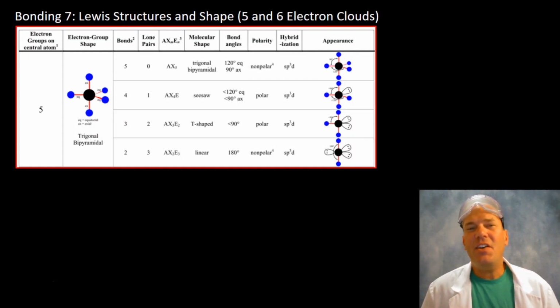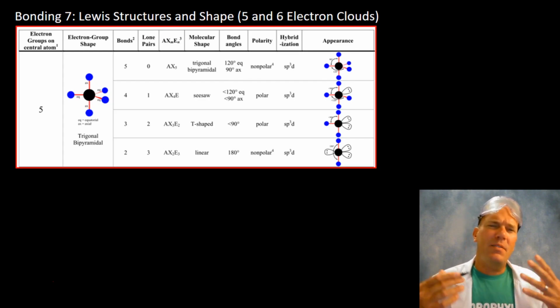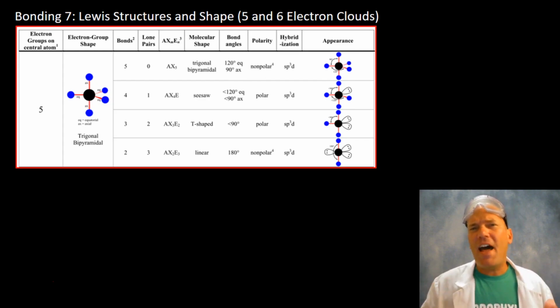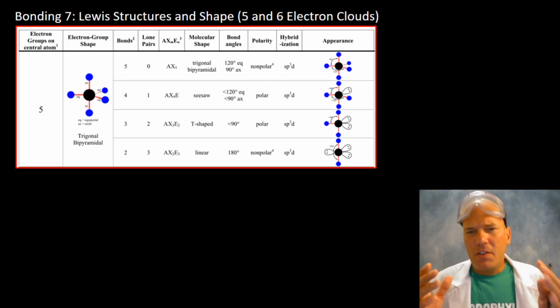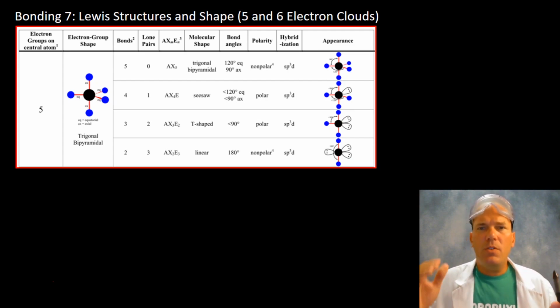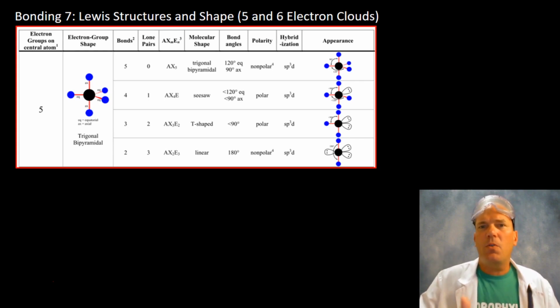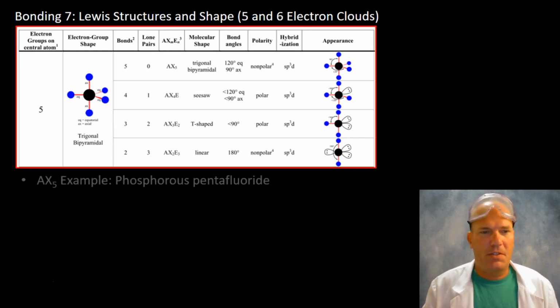All right, so let's talk about Lewis structures and shapes for compounds and molecules that have 5 and even 6 electron clouds. So please get out your shape sheet, and throughout this entire video, I would encourage you to pause the video and attempt these on your own as I work through the solutions.